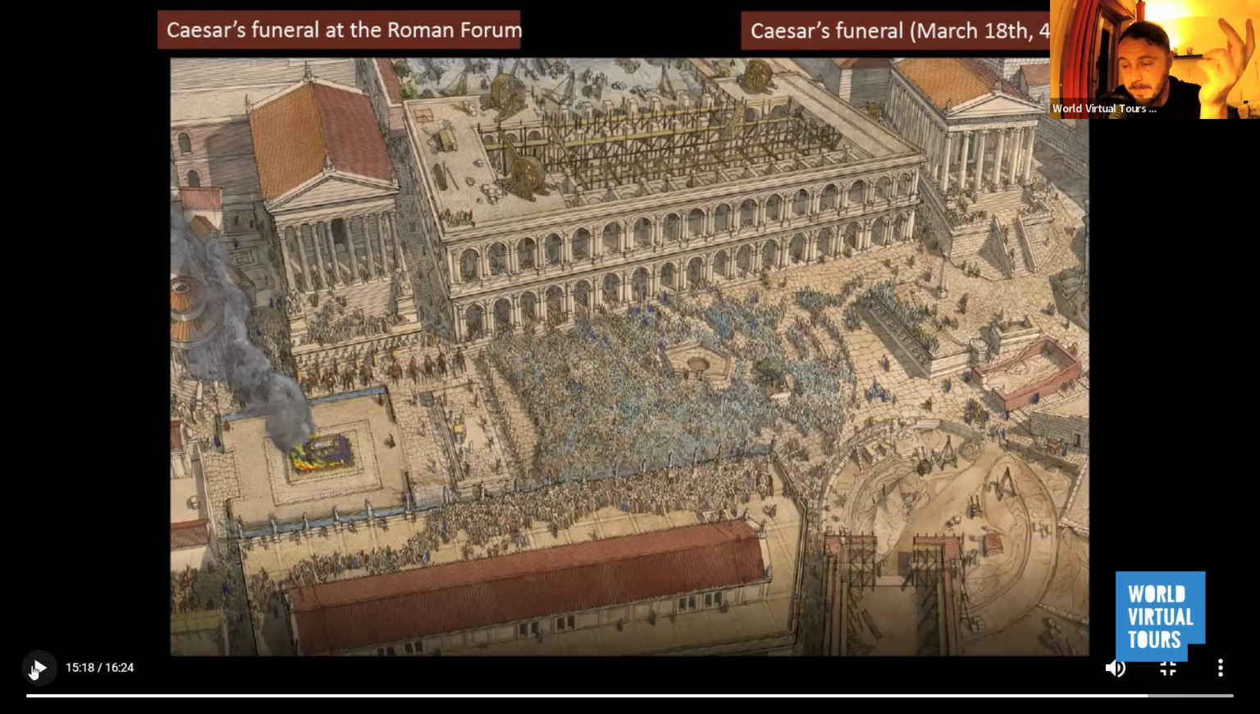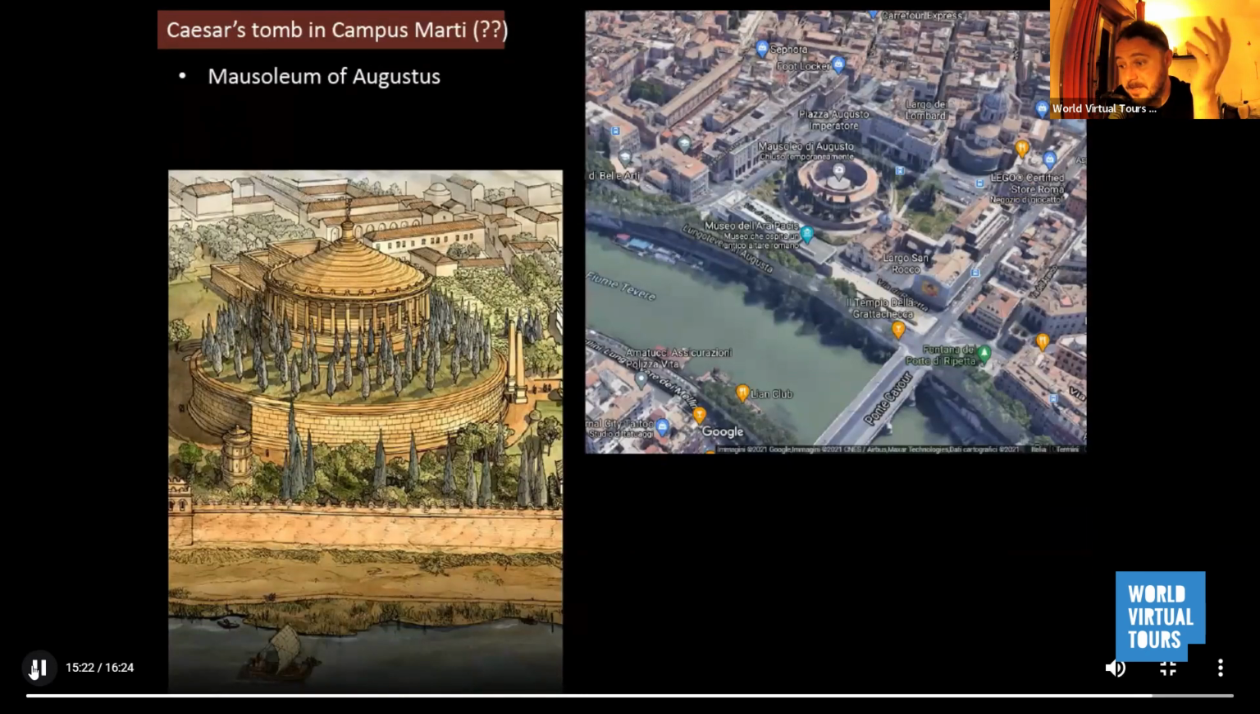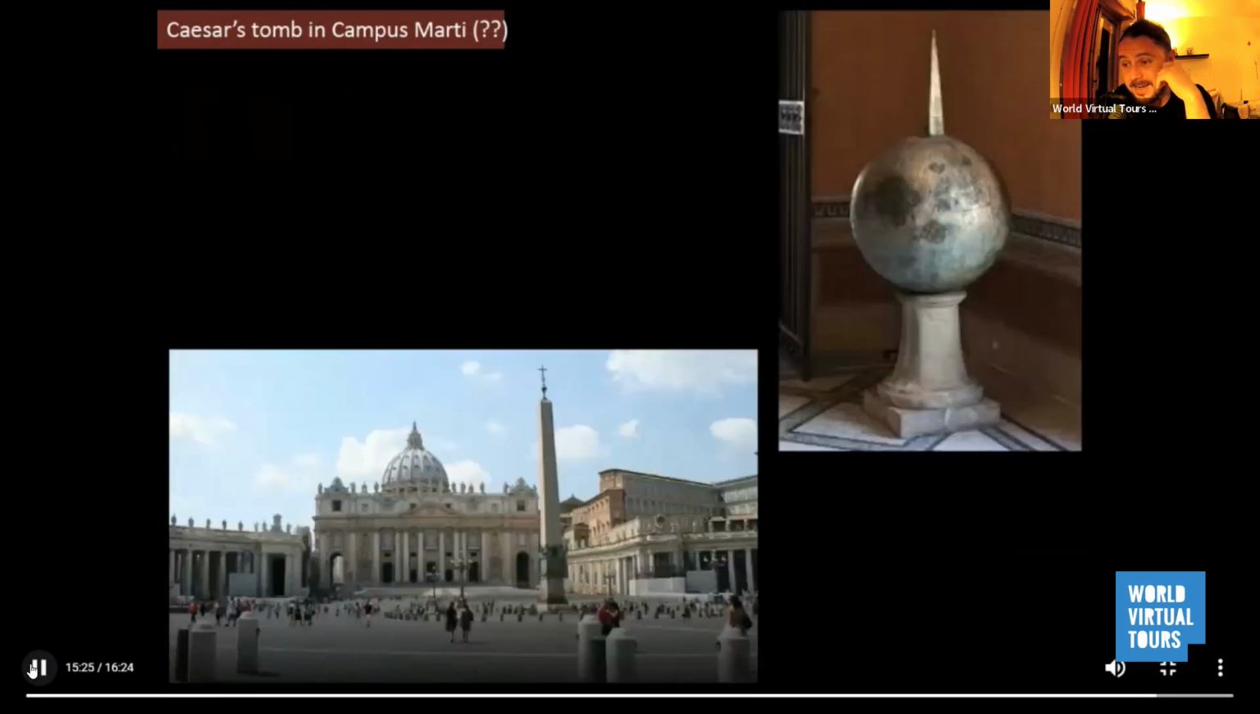This is a reconstruction of the funerals of Caesar. You see those thousands of people that came, and the body of Caesar burning. The last part of the story: Caesar's body was cremated and his ashes were brought, we don't know where, in the city center. The tomb of Caesar has never been found.